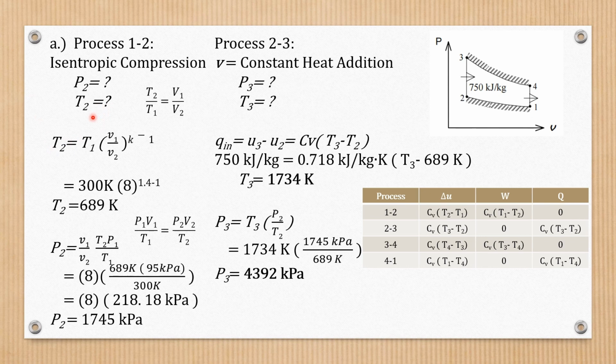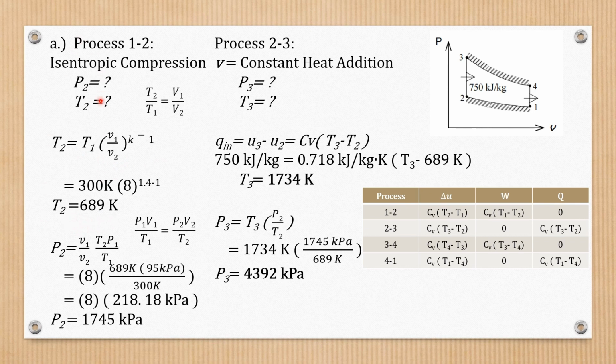We're going to find the temperature 2 and the pressure 2 since they are not given. If you didn't know, temperature 2 over temperature 1 is equal to volume 1 over volume 2 raised to k minus 1. Since we're looking for the temperature 2, we just cross multiply to get this equation, wherein our volume 1 over volume 2 is equal to the compression ratio. With this equation, we can now find our temperature 2. Just substitute all the given values and we will get 689 Kelvin for our temperature 2.